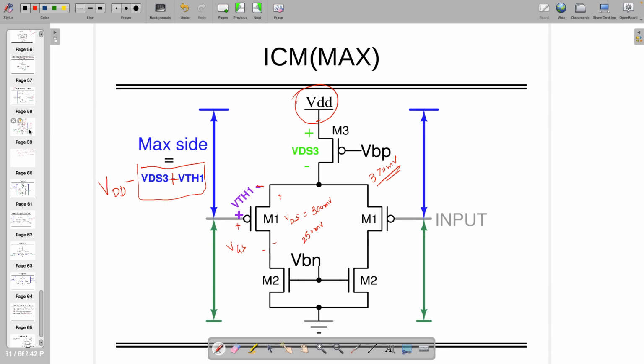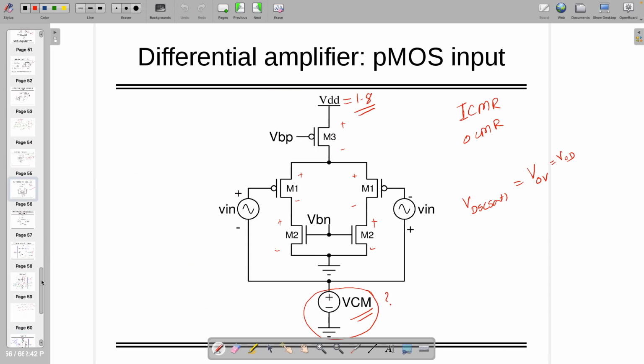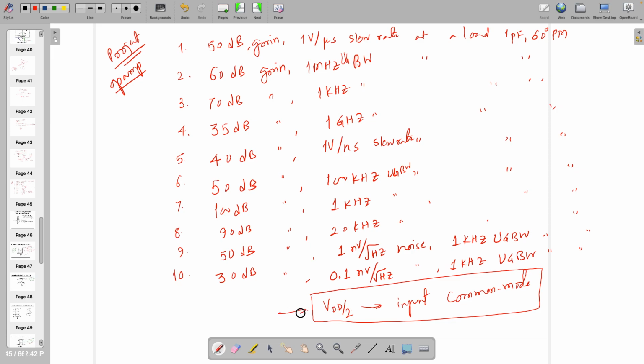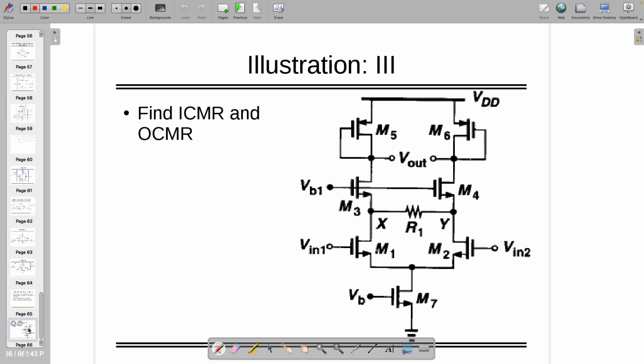Here, possibly with VDD by 2 as input common mode, it should work. If it is not working, just change the input common mode voltage accordingly. This is not the specification, I'm giving you a hint just to start with, right? Okay, so now find out ICMR and OCMR for this one.